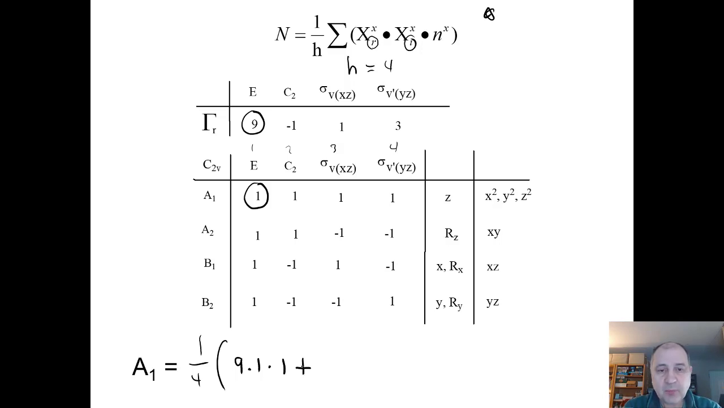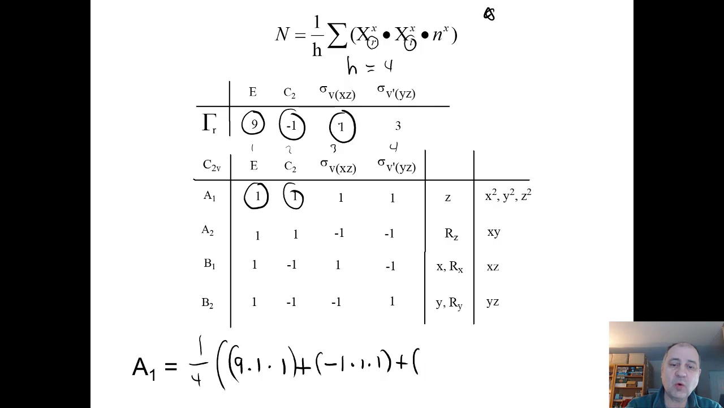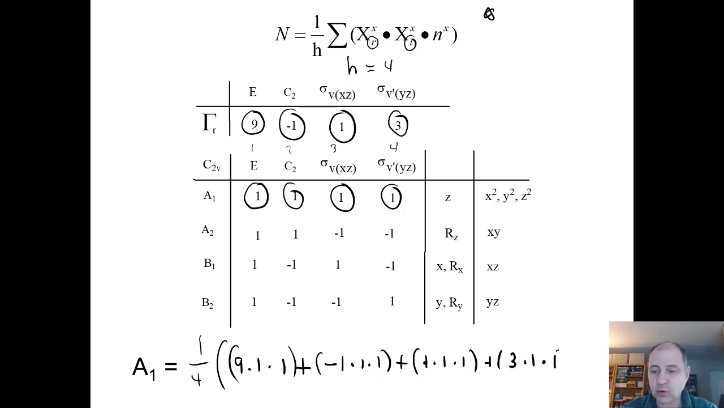Then we go to the second one, which is the C2. So we take minus 1 times 1. I'm going to put this in parentheses: minus 1 times 1 times 1. Let me make it like this so we can see each of the summations. And then it's 1 times 1 times 1. And then the next one is 3 times 1 times 1.